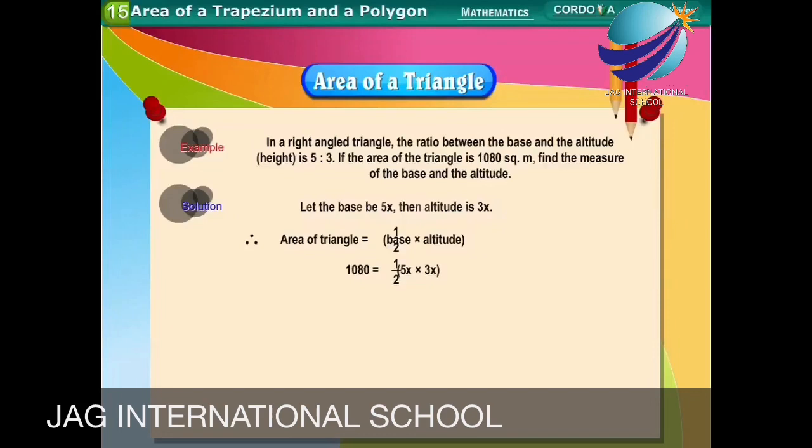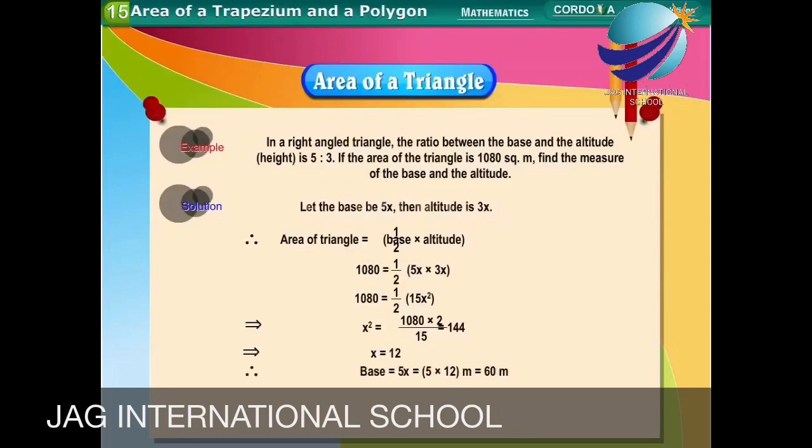1080 is equal to half 5x into 3x. 1080 is equal to half 15x square. This implies x square is equal to 1080 into 2 upon 15, which is equal to 144. This implies x is equal to 12.